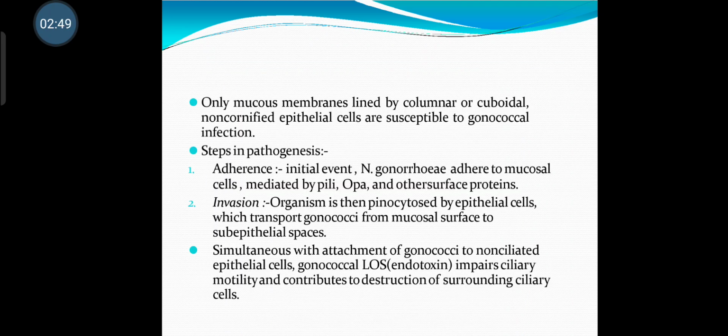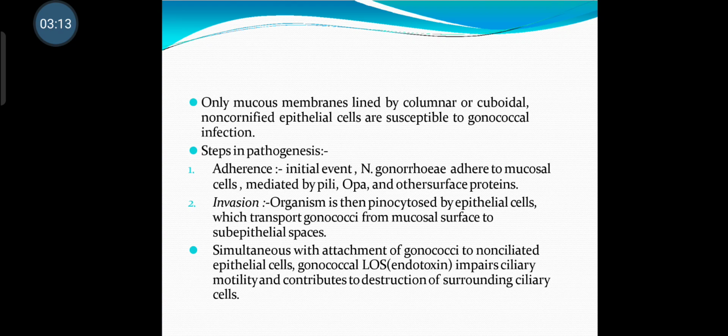So steps in pathophysiology or pathogenesis. First is adherence. Adherence means attachment. So this is an initial event wherein Neisseria gonorrhoeae adhere to the mucosal cells, mediated by the pili, OPA and other surface proteins of Neisseria gonorrhoeae. So these proteins help in the attachment of Neisseria gonorrhoeae to the mucosal cells.